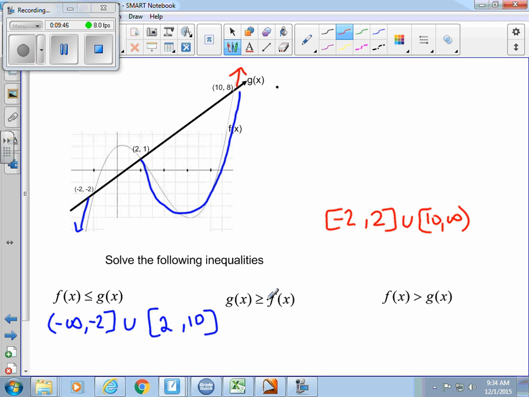G of x greater than or equal to f of x. What's that mean? Whenever the solid line is greater than the not solid line. Isn't that the same question as this one? Yep. Sorry, it's my fault. I should have caught that. Isn't this the exact same question as this one written differently? When is g of x greater than or equal to f of x, right? So this is the same answer.